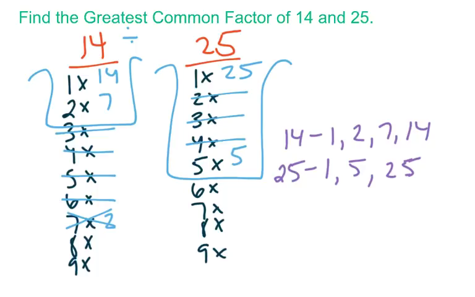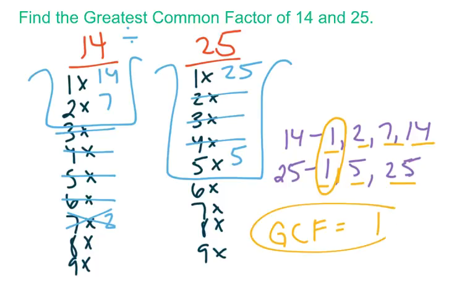Something unique about these lists is if we go to look and compare the factors for each of these numbers, we are going to see that our only common factor is the number 1. And that's okay. In some cases, your greatest common factor is going to be 1, because when you go through your list, that's the only number that those two numbers have in common. So in this specific example, our greatest common factor would in fact be the number 1.